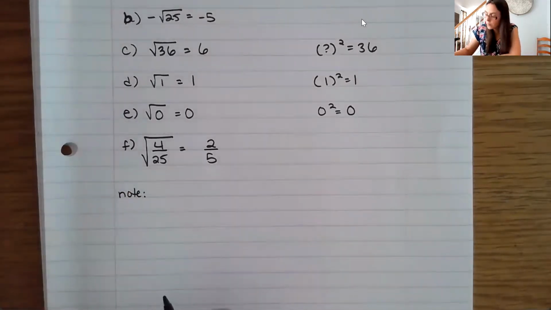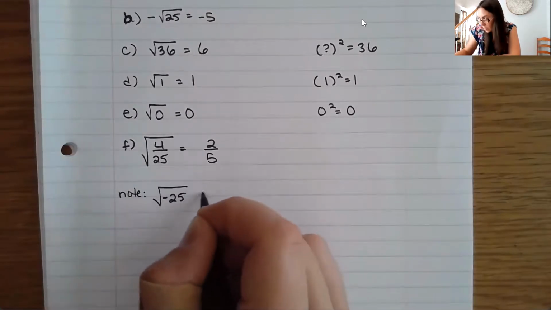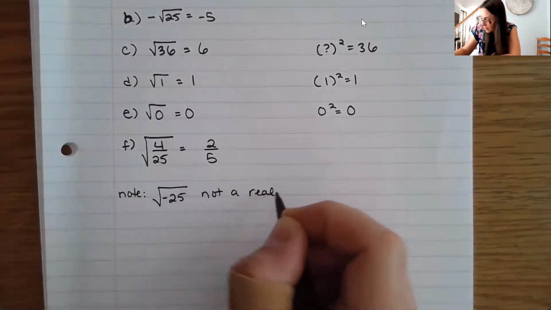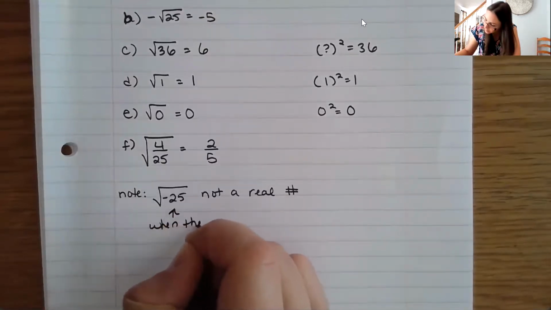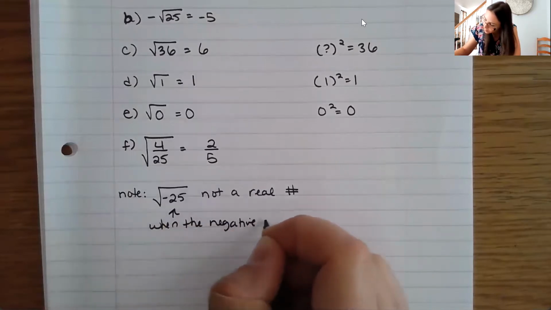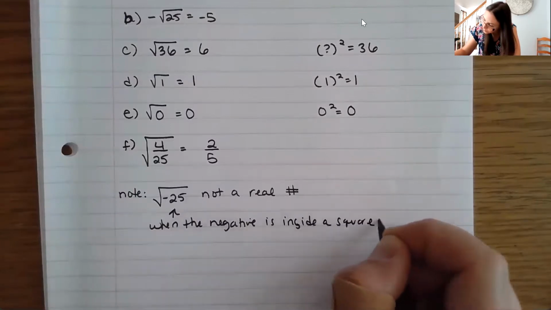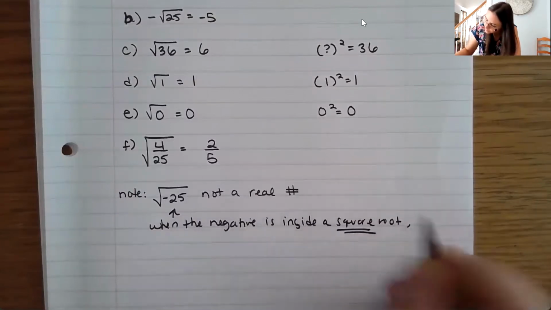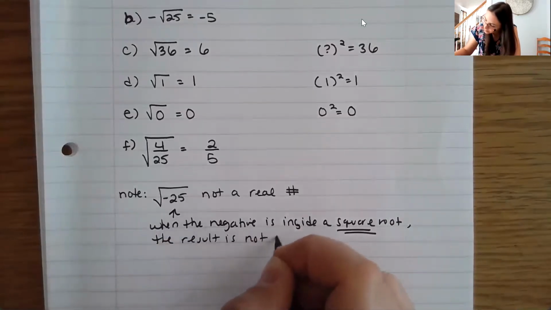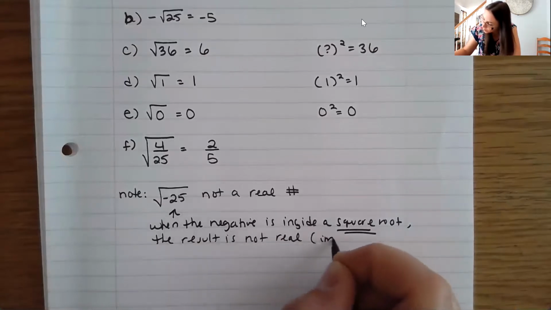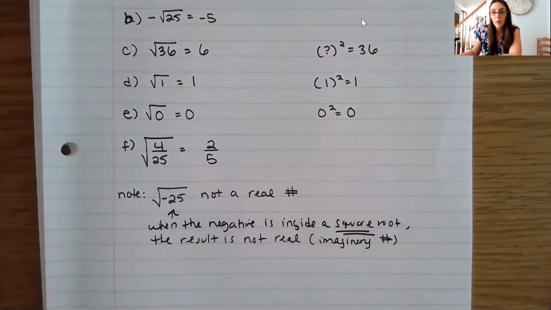One thing I do want to note is something like the square root of -25 is not a real number, okay? So when the negative is inside a square root, the result is not real. It's actually called an imaginary number, which we're not going to see in this class, but you'll see in other classes. So it's not real. So you do want to be careful.